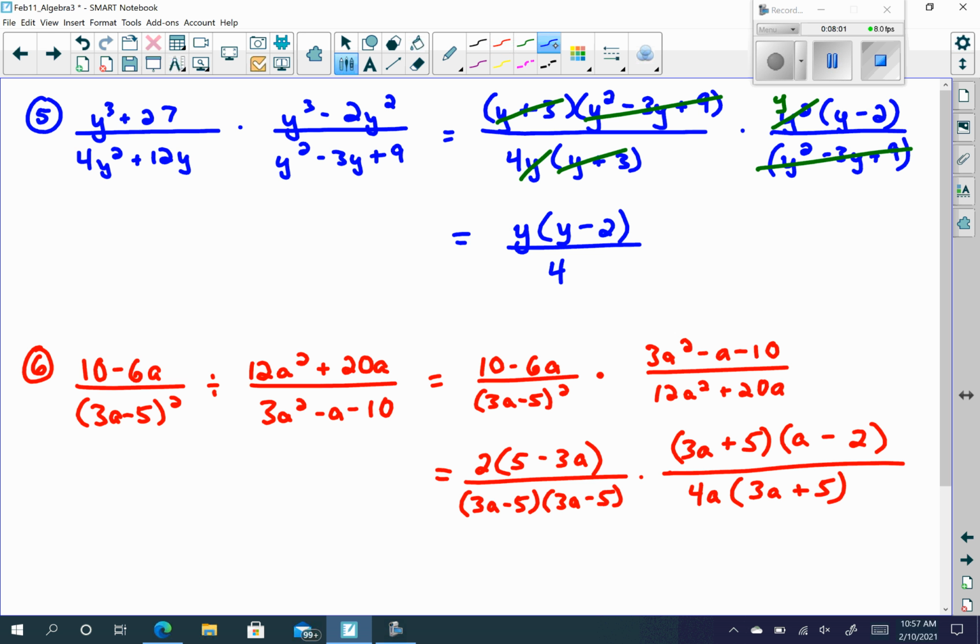All right, so what's going to cross out? You could see a 3a plus 5 here with a 3a plus 5 here. Now over here, they're opposites. I can only cross one out from the bottom. So here and here, this will give me a negative 1. I can cross the 2 out with the 4. The 4 will become a 2. So let's see what we got going across the top. I have a negative 1 times the quantity of a minus 2 all over 2a times the quantity 3a minus 5.